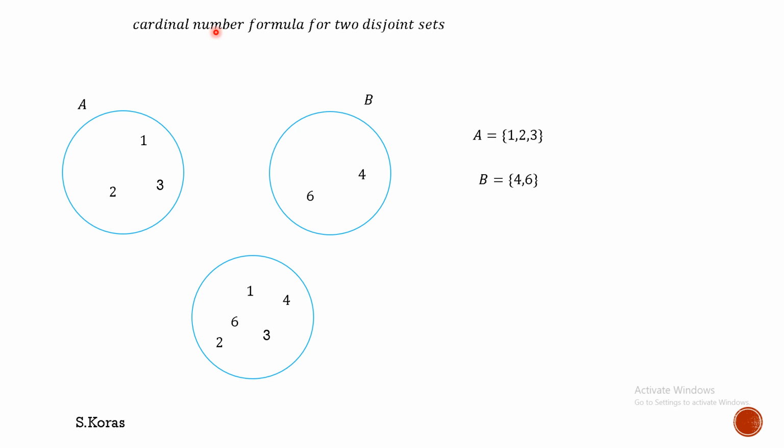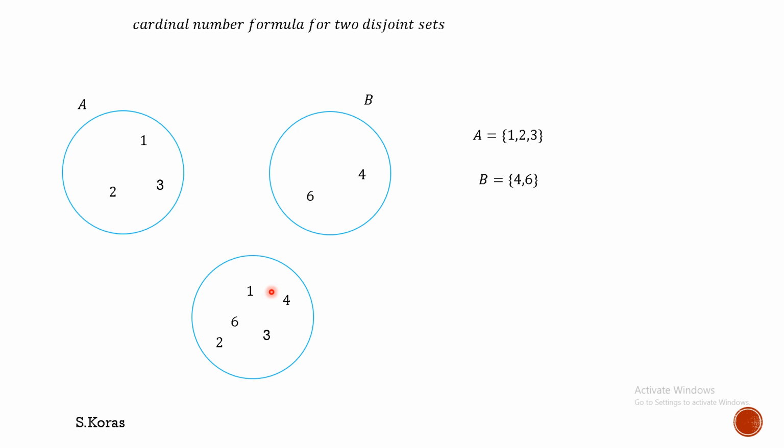What do you mean by cardinal number? Cardinal number is nothing but the number of elements in a set. So we are going to think about the cardinal numbers of set A, set B and set A union B. And we are going to see, is there any relationship between the cardinal number of set A and set B with set A union B.